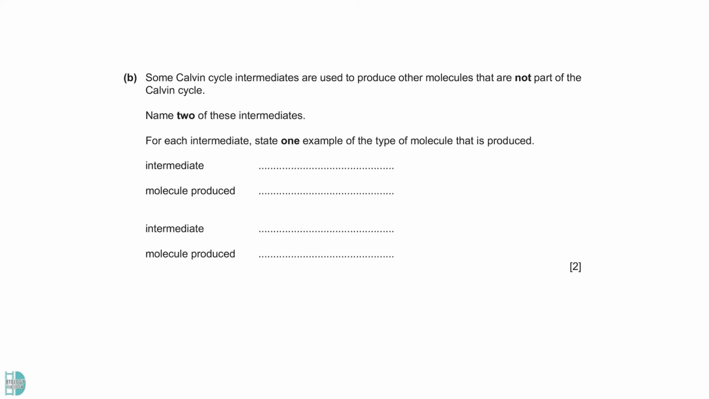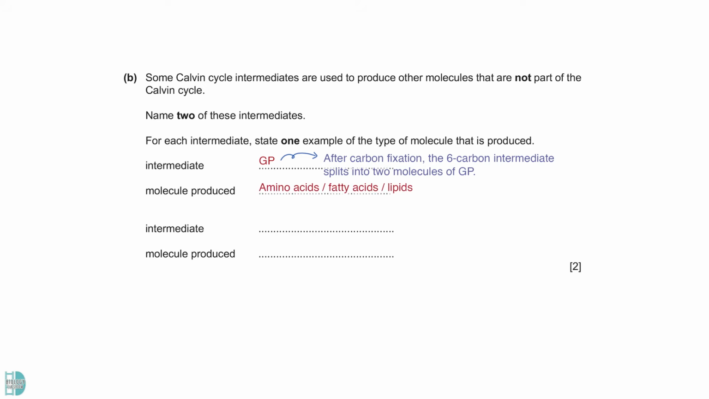B. Name two intermediates in the Calvin cycle and state one example of the type of molecule that is produced. After carbon fixation, the 6-carbon intermediate splits into two molecules of GP. GP can be used to make amino acids, fatty acids, and lipids. GP may be reduced to TP by reduced NADP. TP can be used to synthesize many different organic compounds, including carbohydrates, amino acids, and lipids.